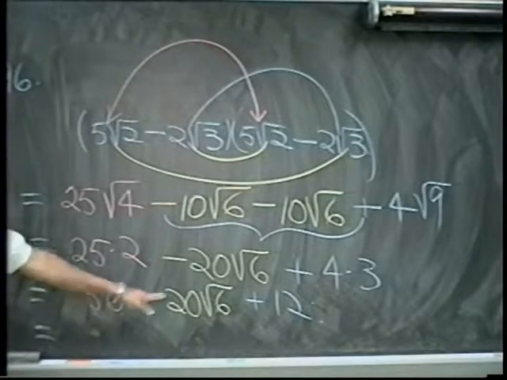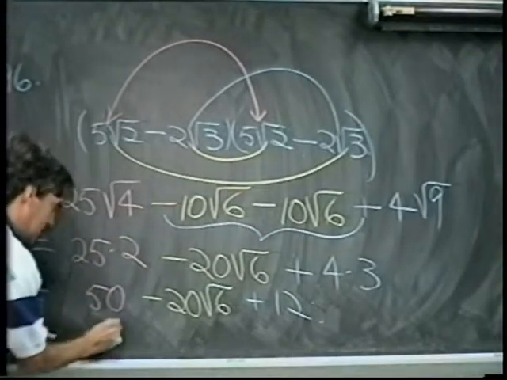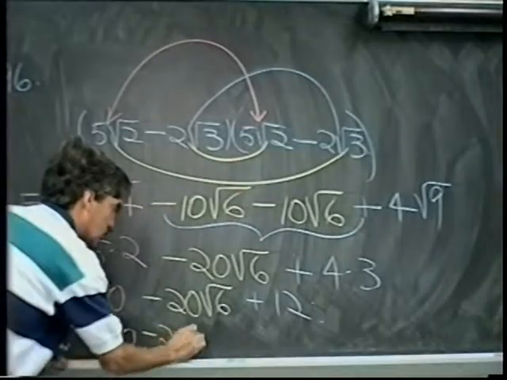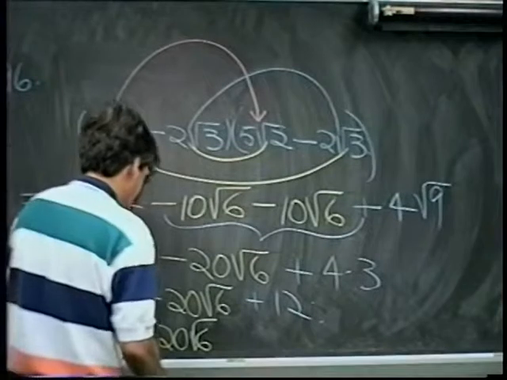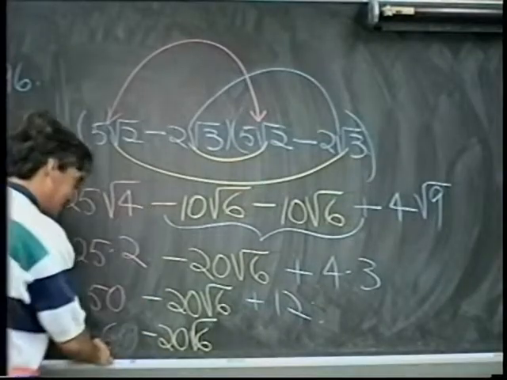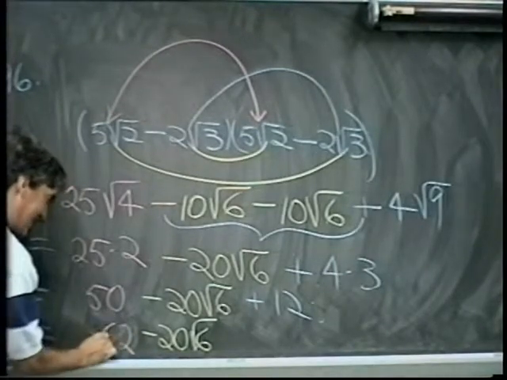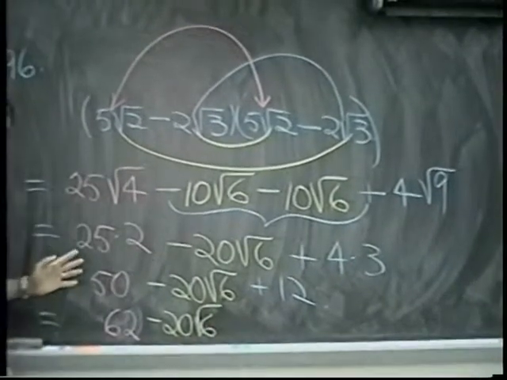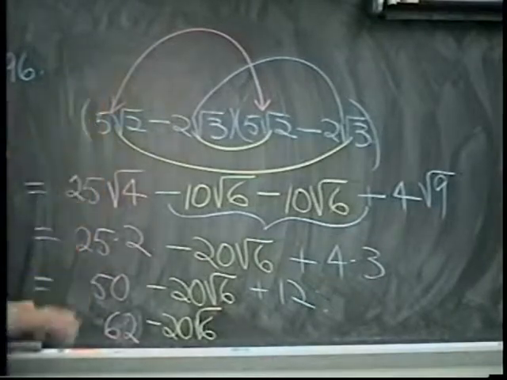How about 50 plus 12? 50 plus 12 would be 60, and then you still have minus 20 square root of 6. I think 50 plus 12 is 62. 62? I was just checking to see if you were paying attention there. You almost made it. Almost made it. Okay. What you see is what you get, by the way. We don't do much editing around here. We just throw it out there and hope it's right.